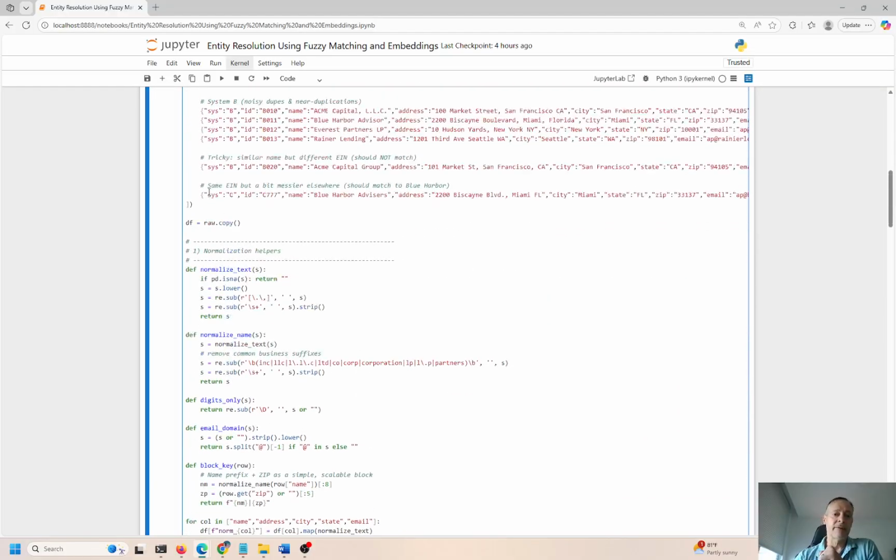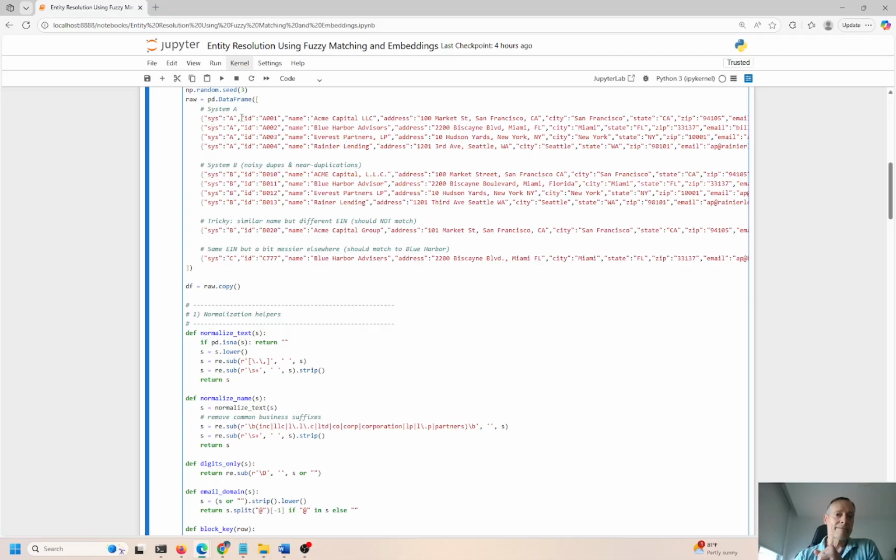So we have our data frame, and this is basically just IDs, account names: Acme Capital LLC, Blue Harbor Advisors, Everest Partners, Rainier Lending, and then we have Acme Capital LLC with the periods in between the L's and the C. Blue Harbor Advisor, right over here it's Blue Harbor Advisors. Now, if these are fundamentally the same, I want to know about it. If they're really different, I want to know about that too.